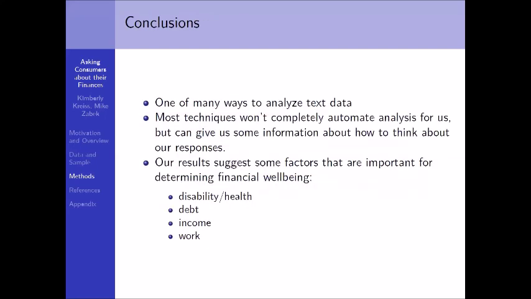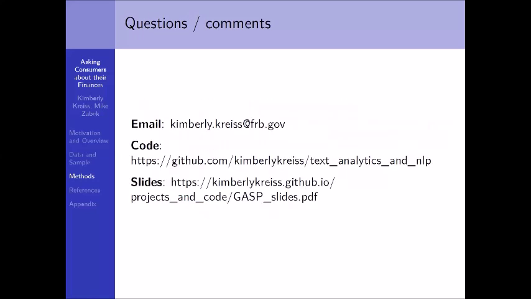And just some final conclusions: this is just one of many ways to analyze text data, and we've tried a lot of different ways. Unfortunately, most techniques won't completely automate this analysis for us, but they can give us some information about how to think about our responses, and they can definitely give us some information about different questions we should be asking and guidance for how we should conduct our analysis. So our results suggest that some factors that are important for determining financial well-being are disability and health, debt, income, and work. And if you have questions or comments, any feedback or suggestions for this work would be greatly appreciated.